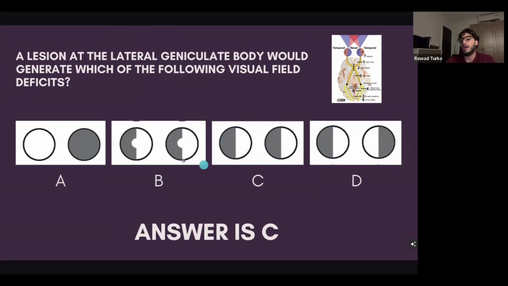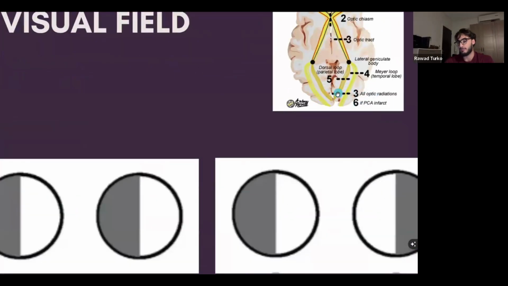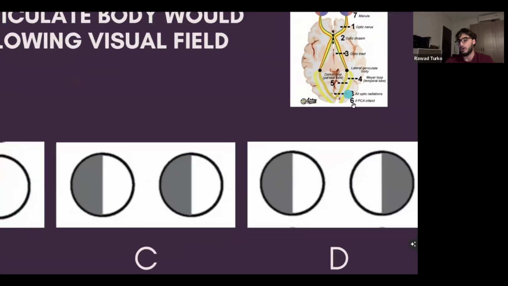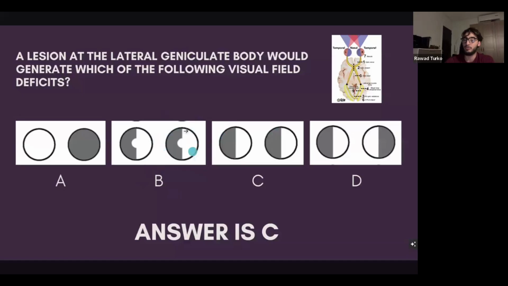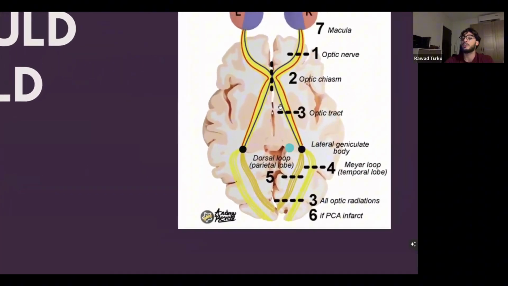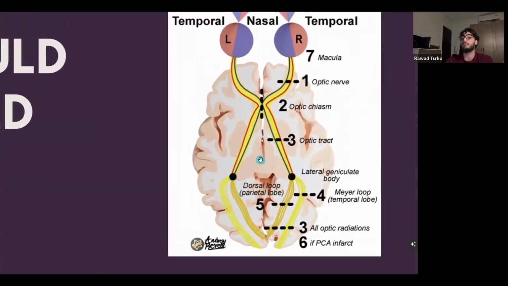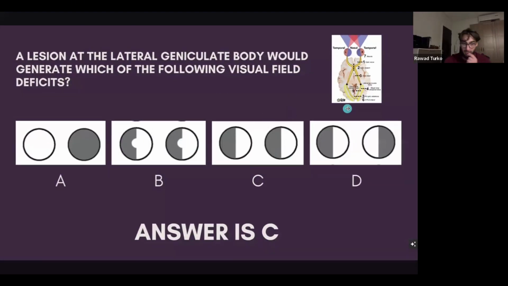And why wouldn't you have macular sparing? Again, remember that we said the macula is supplied by both the PCA and the MCA. So if you were to have a lesion here, for example, at C, if there's a PCA infarct, then you would have B, which is contralateral homonymous hemianopsia with macular sparing. But since the lesion is more proximal, in this case the lateral geniculate body, which involves all of the optic radiations from one side of your visual field, it's going to cause complete contralateral hemianopia.